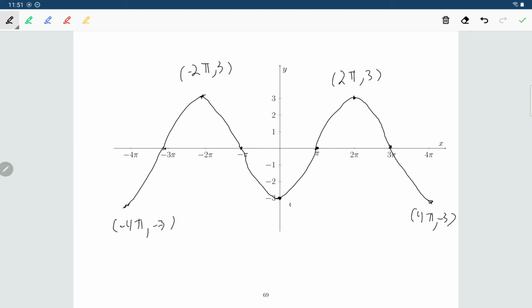And then I just need to label my function somewhere. This was negative 3 cosine of negative x over 2. That was the function that we were graphing. And there we go.